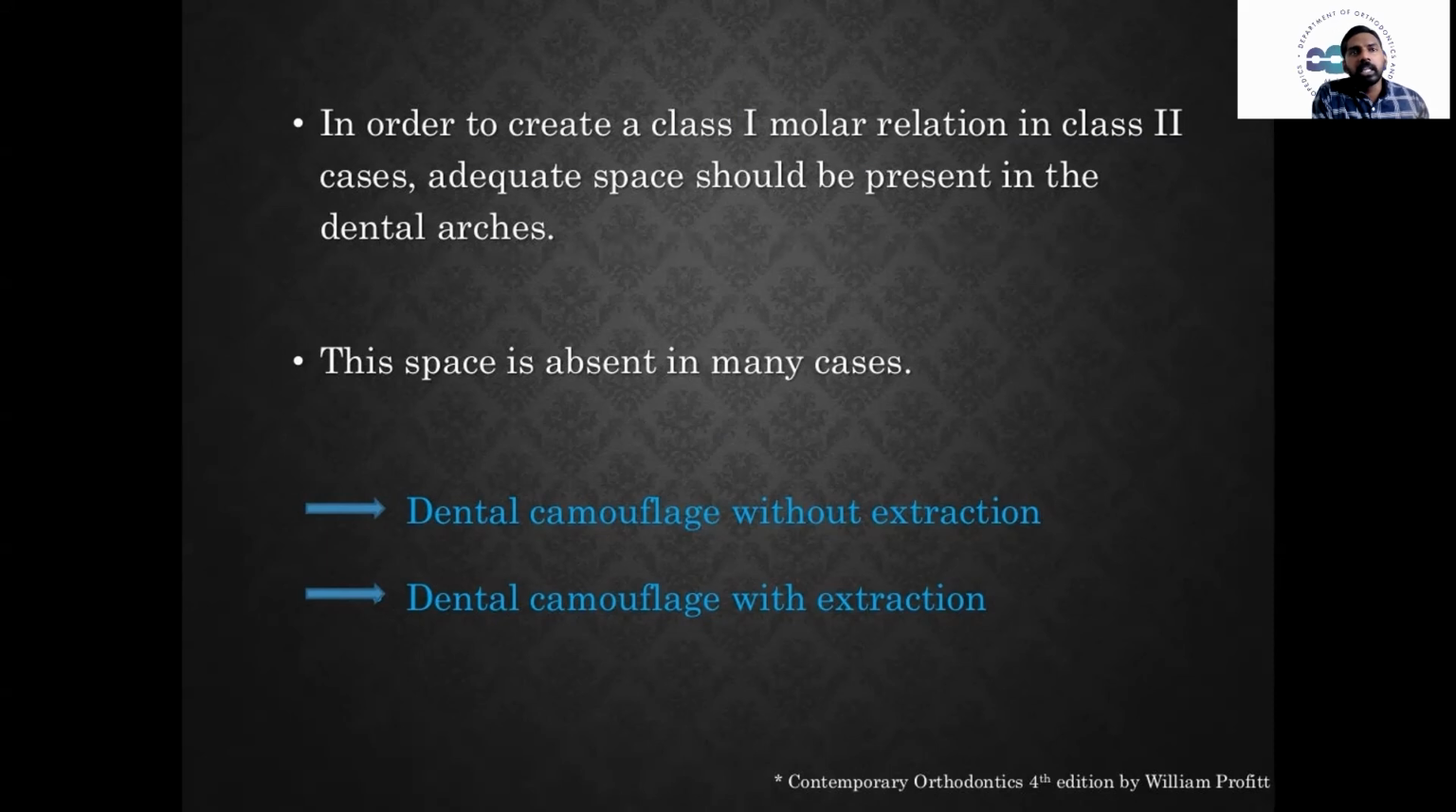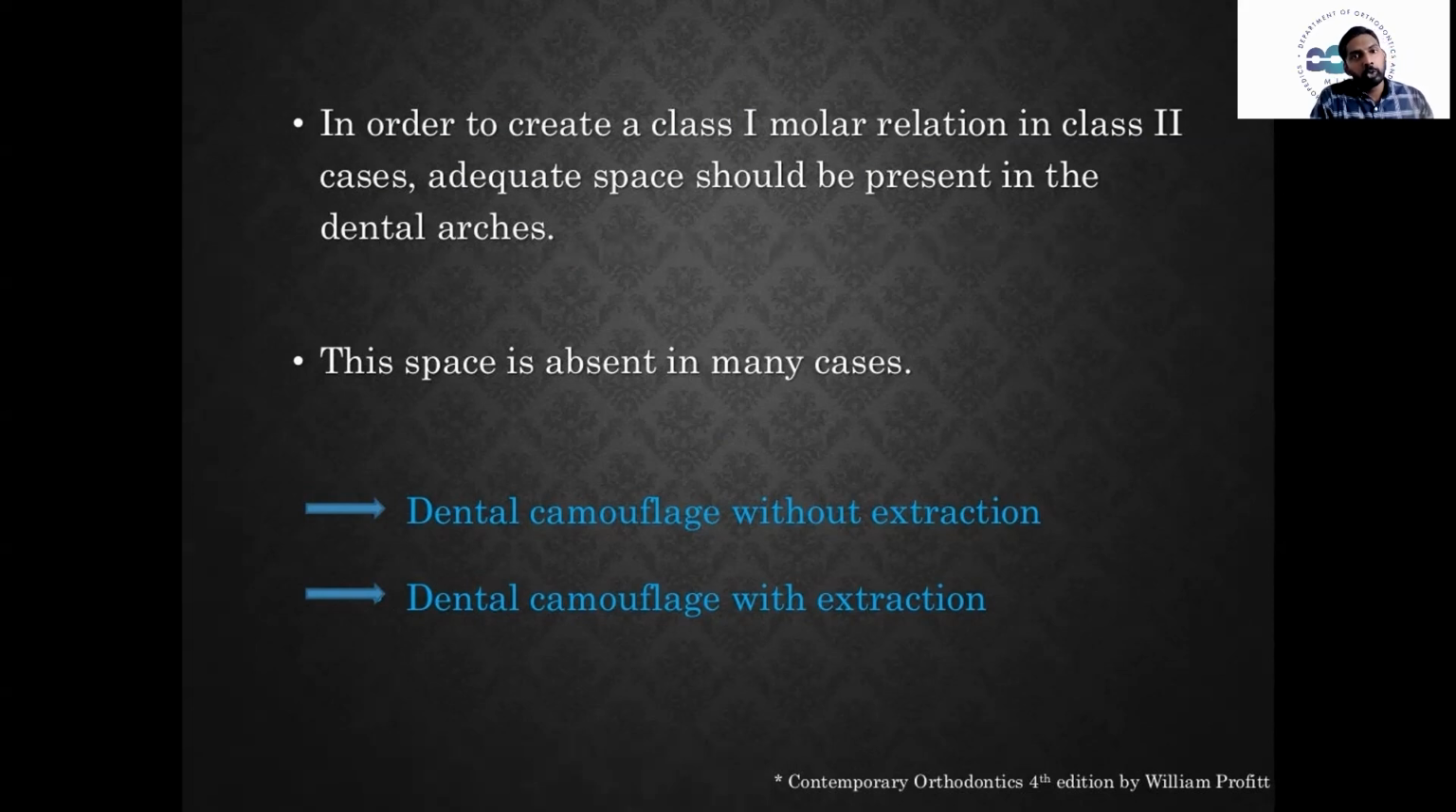If we go for a dental camouflage without extraction, we can go for distalization. Distalization of the maxillary segment with various appliances such as headgear, Jones jig, pendulum appliance, distal jet, Ecco appliance. Various appliances are there. We can do it with implants. That's the distalization of the maxillary first molar, and the distalization of the whole maxillary arch, which can be done by extracting the third molars and distalizing the whole arch.